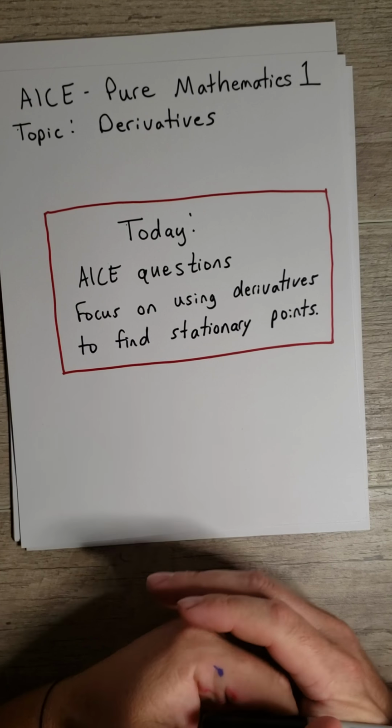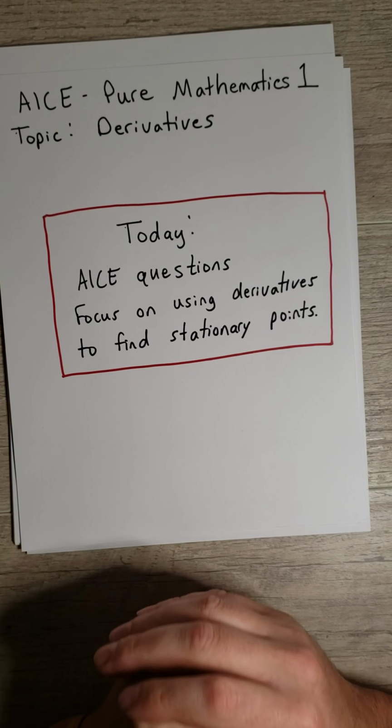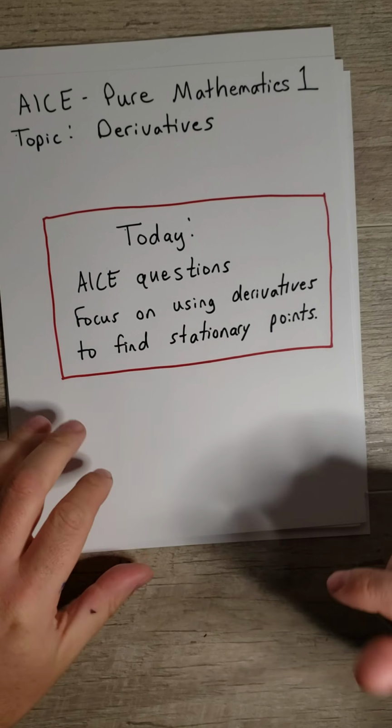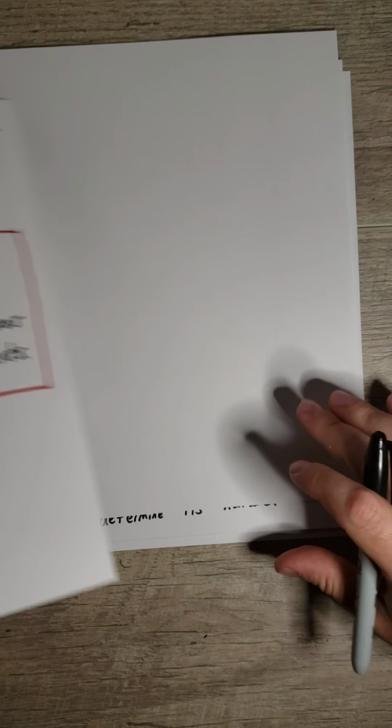From derivatives, you're going to get two types of AICE problems. The first type is going to be dealing with stationary points. That's what we're going to look at today. So let's go ahead and get to the first example.